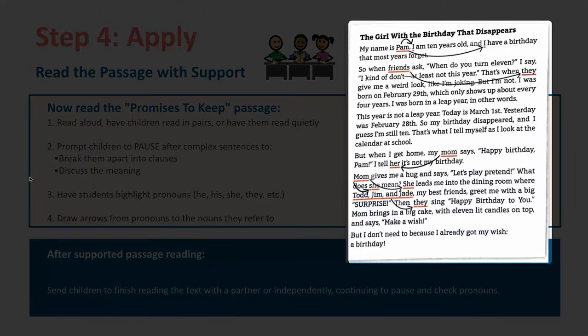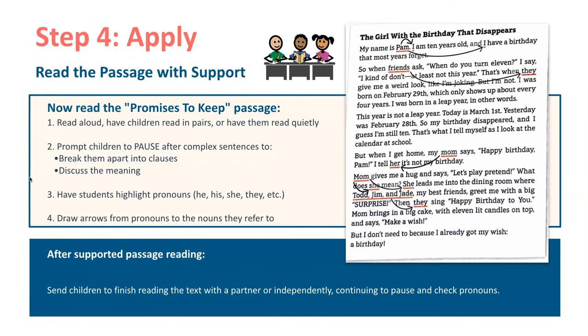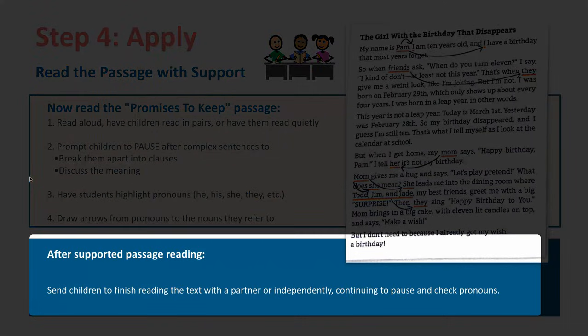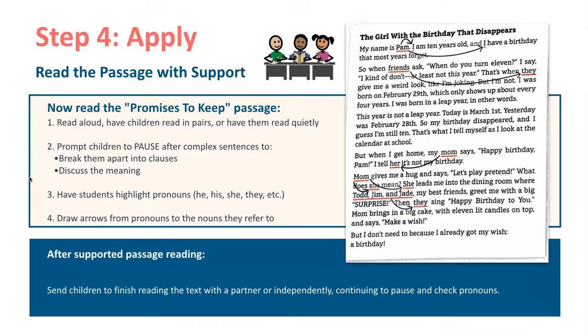Here you can see an example on your screen. You can model this with the first complex sentence, then have students do it. After supported reading with pausing and discussing, send children to finish the reading with a partner or independently. They should continue pausing at complex sentences and checking pronouns.